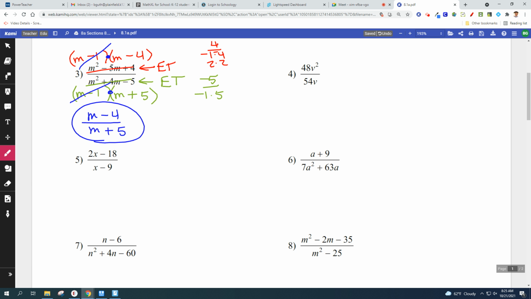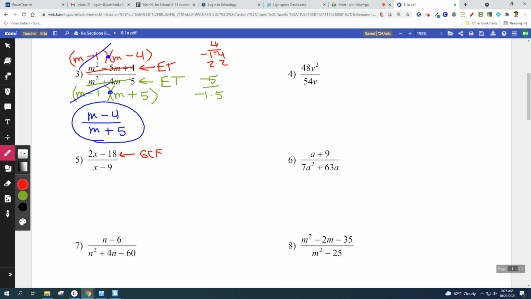Number 5, we're trying to cancel. And again, what people are going to do, probably incorrectly, is they're going to say, well, 18 and 9 cancels, and that's 2. But that's wrong. Don't write that down. That is wrong. You cannot cancel that thing that's next to a minus. What you're going to have to do is factor. So what you want to do is say, well, this looks like a GCF problem.